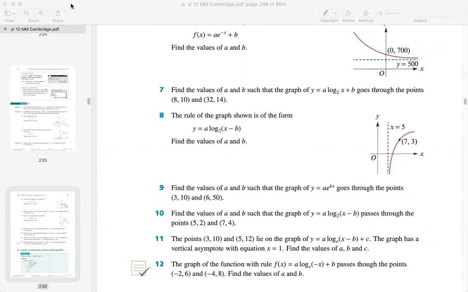For this, let's say for 8, sometimes you can see this one just gives me 1 point. Okay, how am I supposed to do that, right? We have two unknowns, A and B. But actually they give us a really nice hint here. They give us one asymptote, which is x equals 5.